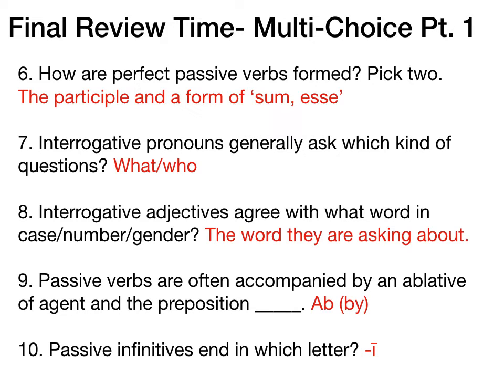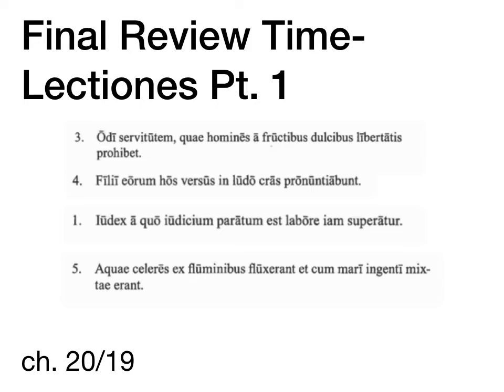Okay, passive infinitives end in which letter? It's gonna be a long I, right? Instead of the e, like amare, docere, stuff like that, we drop that e and we put an I there. So instead of "to like" or "to teach," it's "to be liked," etc. And that's all for the first half of the multiple choice.